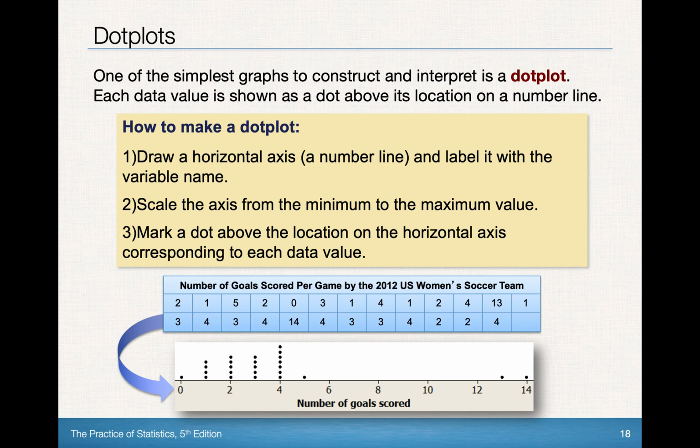This is, yes, the 2012 U.S. women's soccer team. So you'll see the data points here. This is the actual data, and this is a distribution of that data. It's a pictorial distribution of the data you see. Remember, our first step when we're analyzing data is to put it into some sort of graph or distribution. So a dot plot is the easiest way to show a quantitative distribution.